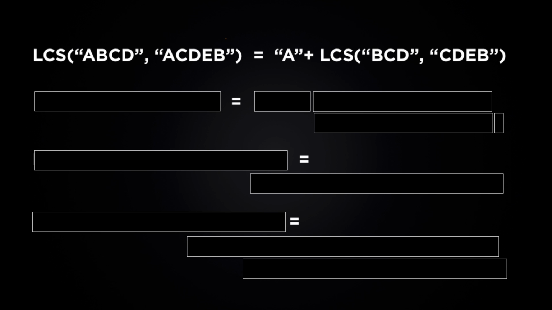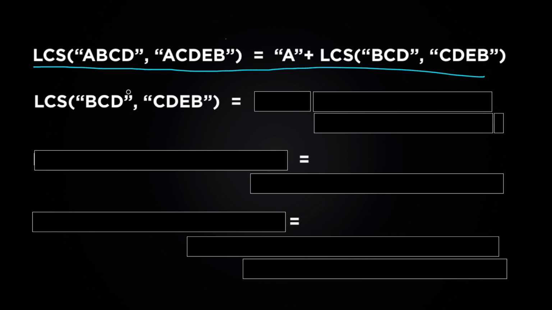And this might actually be a little bit hard to get your head around, so I'd recommend playing with a few examples to see why this is the case. Anyway, let's go to our next case. That's when the given two strings don't have the same letter at the beginning. We have BCD and CDEB, for example, in this case.